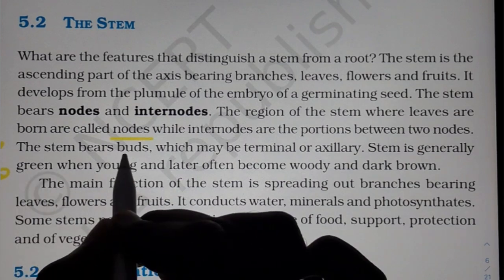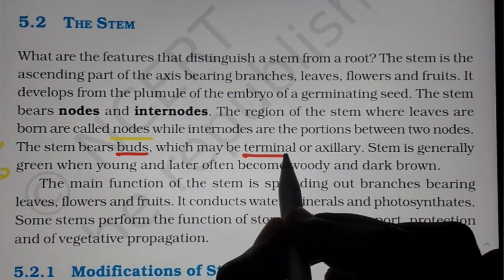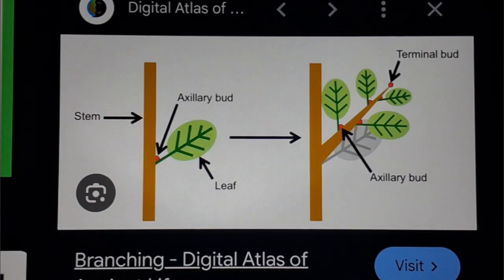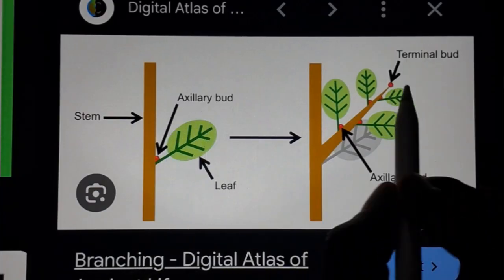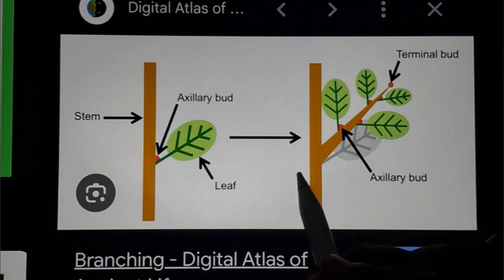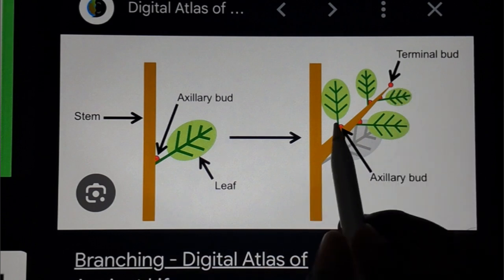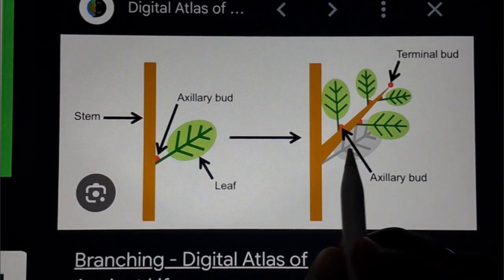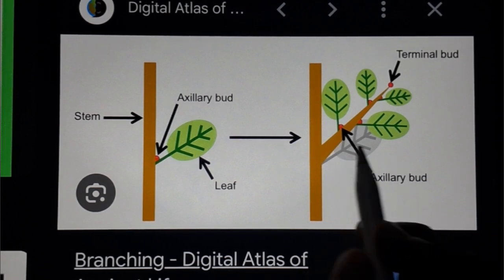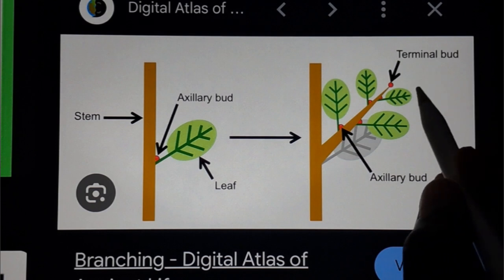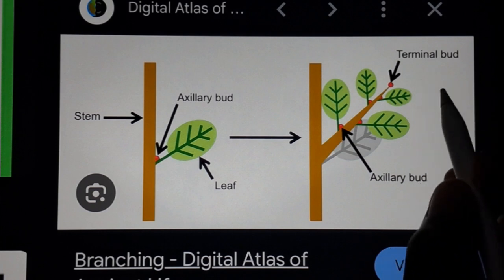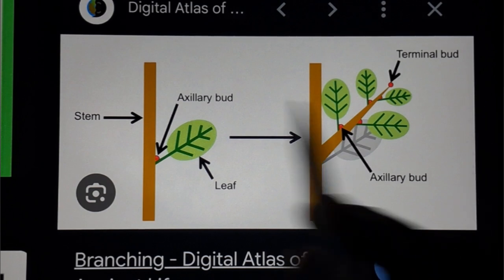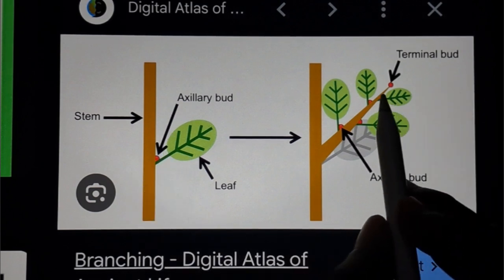The stem bears buds which may be terminal or axillary. Here is a better explanation for axillary and terminal. Terminal means it is the end one, while axillary means it is in between, located in the axil of a leaf. The terminal bud is found at the tip of a stem or a branch. This is the difference between axillary and terminal buds.